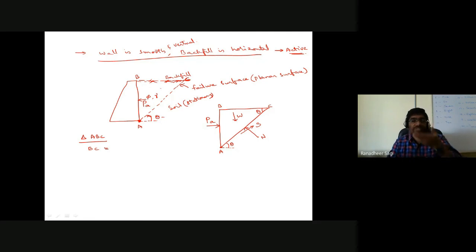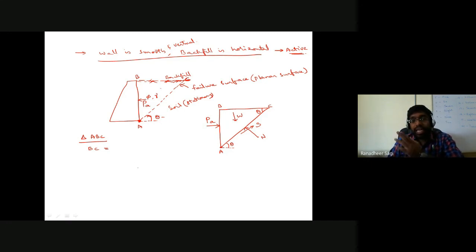How do we calculate the weight? Weight is nothing but the unit weight of the soil times the corresponding volume of that soil wedge ABC. Now, how do I calculate the volume of that soil wedge? Volume of the soil wedge is nothing but the area of the soil wedge times 1 meter in the direction perpendicular to the screen, that is, for every 1 meter in the direction of the length of the retaining wall. So we are trying to calculate the weight of that particular soil mass.